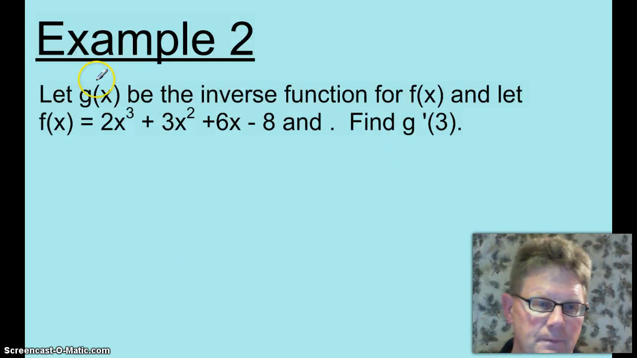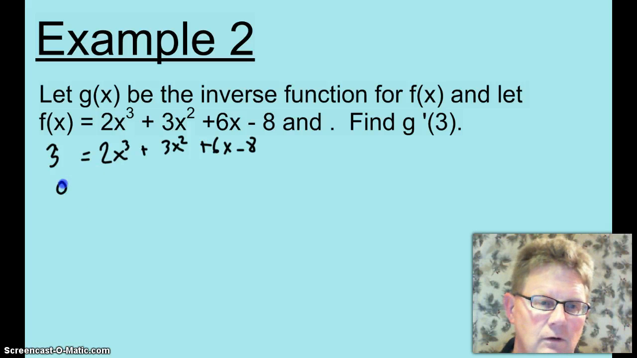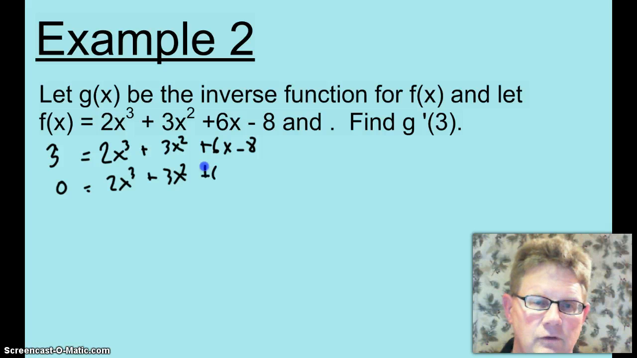Alright. Once again, find g prime of 3. So we're going to set this equal to 3 to find out what g of 3 is going to equal. 3 equals 2x cubed plus 3x squared plus 6x minus 8. 0 equals 2x cubed plus 3x squared plus 6x minus 11.